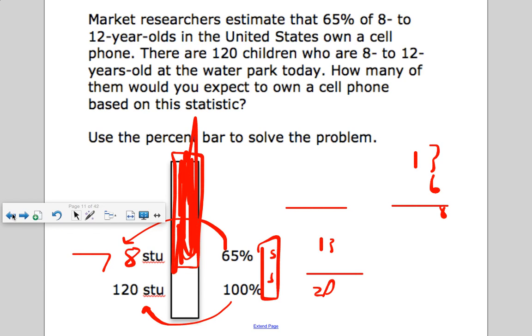So what we just did is something called part over whole equals percent over 100. The whole bar is 120 students, and that's 100%. If we take 65%, can we find a part of it?